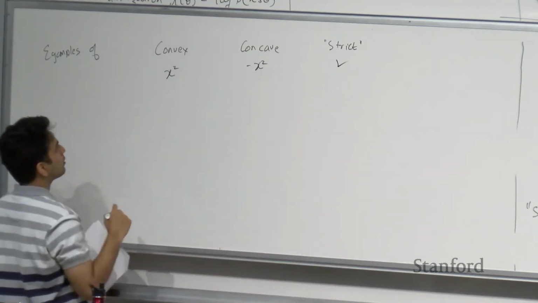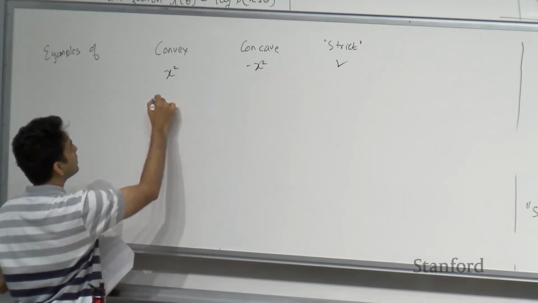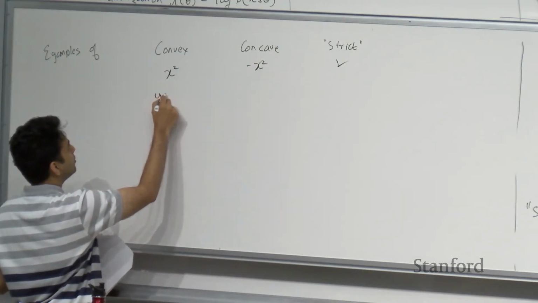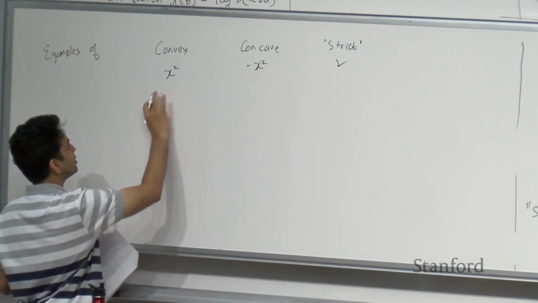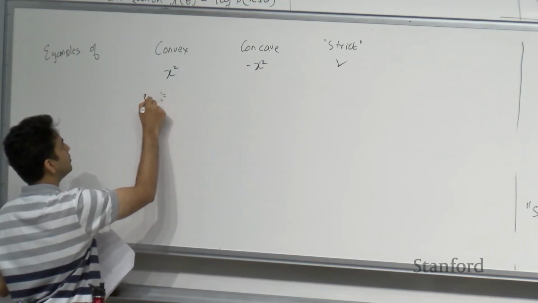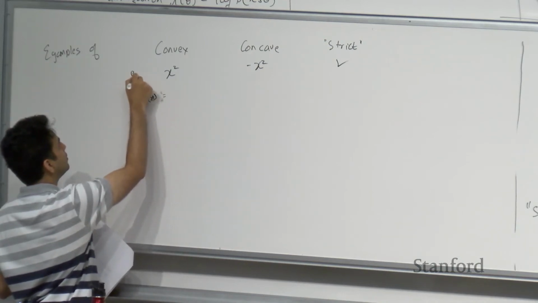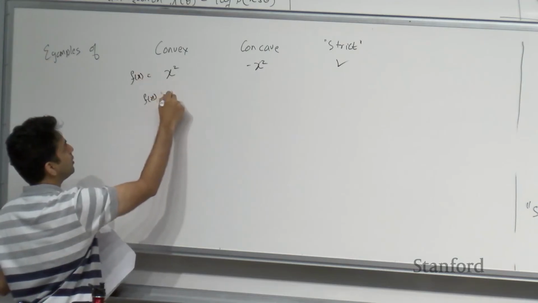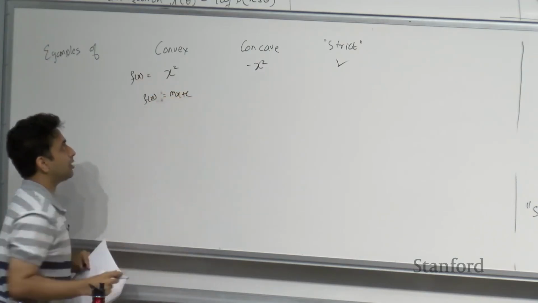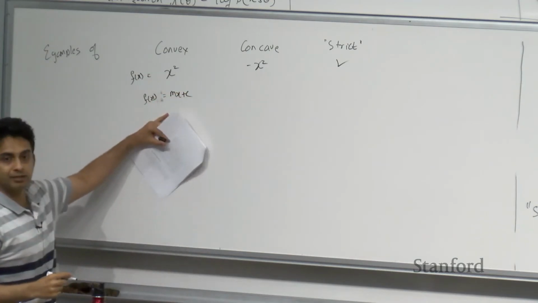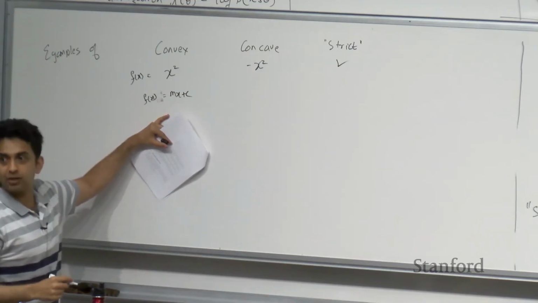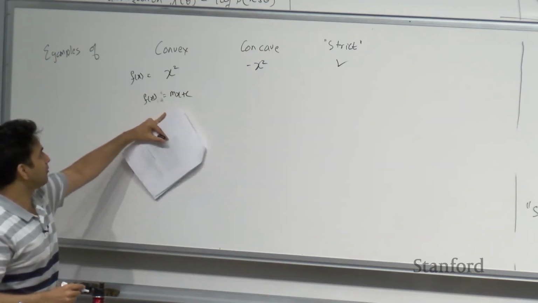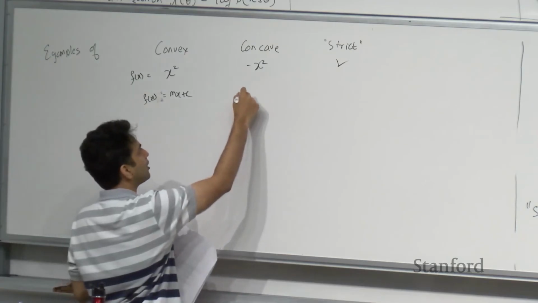Now another function, y equals or f of x equals say mx plus c, a straight line, is convex. By definition it is convex. A straight line is convex and it is also concave.